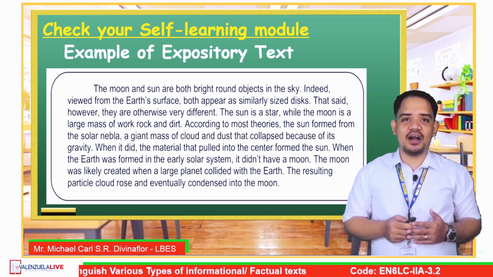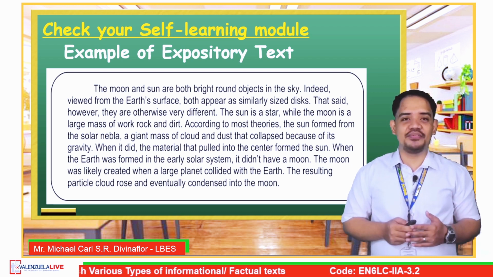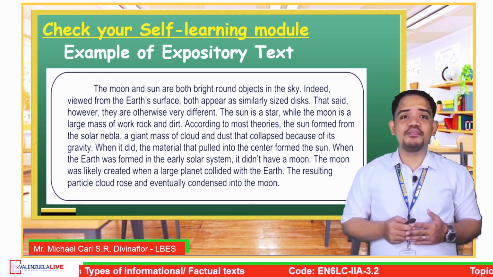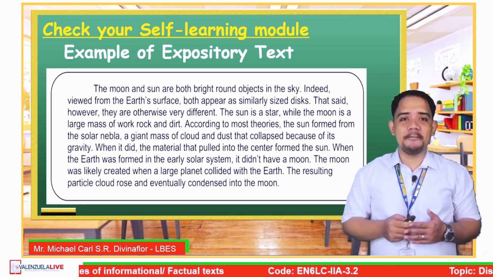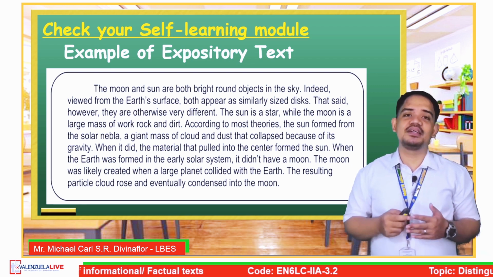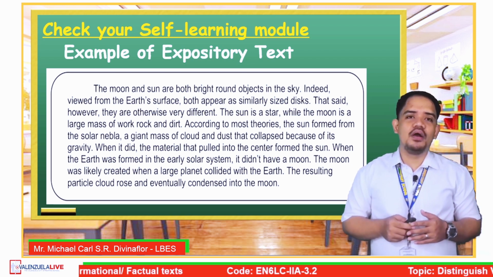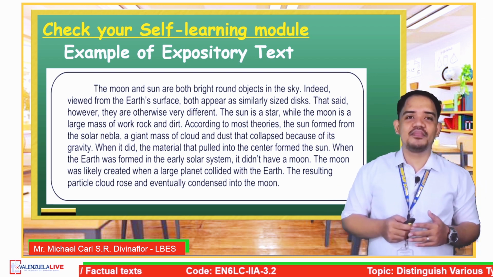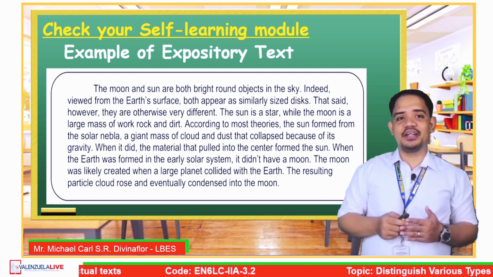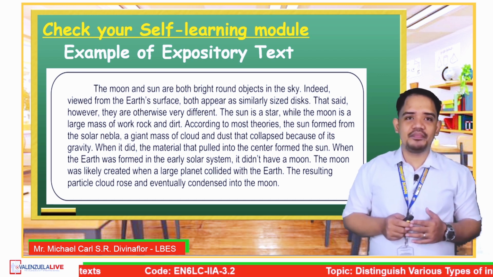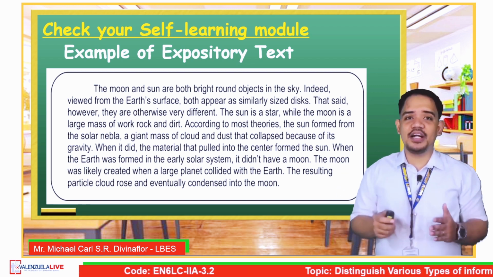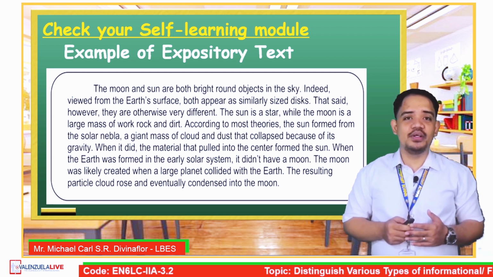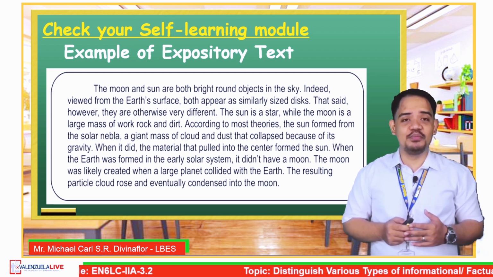The sun is a star, while the moon is a large mass of rock and dirt. According to some theories, the sun formed from the solar nebula, a giant mass of cloud and dust that collapsed because of its gravity. When it did, the material that pulled into the center formed the sun. When the Earth was formed in the early solar system, it didn't have a moon. The moon was likely created when a large planet collided with Earth. The resulting particle cloud rose and eventually condensed into the moon.